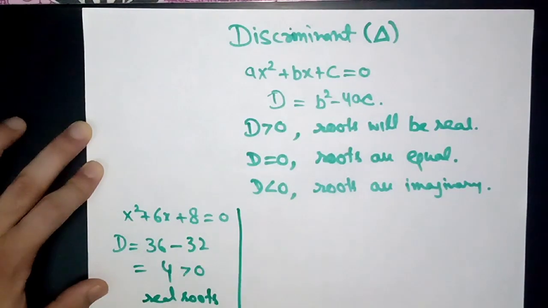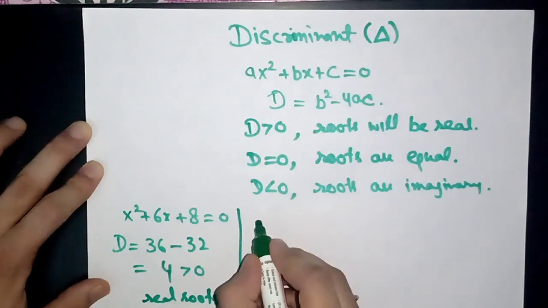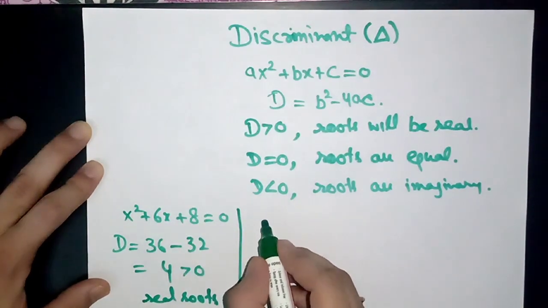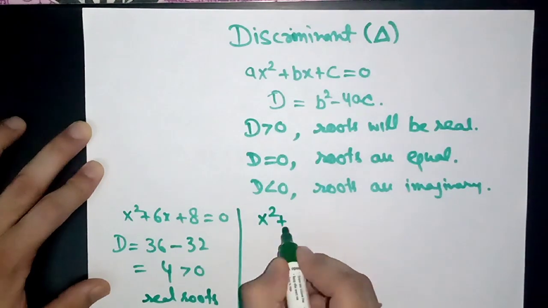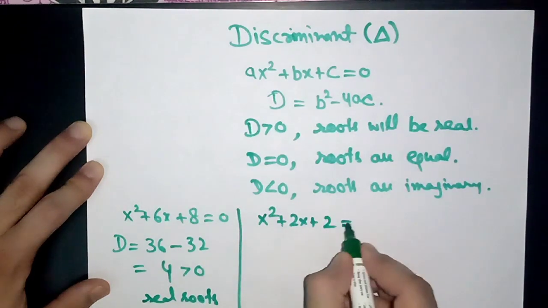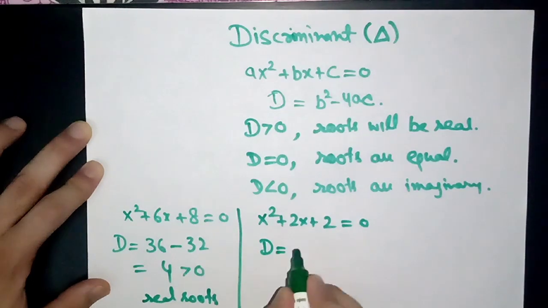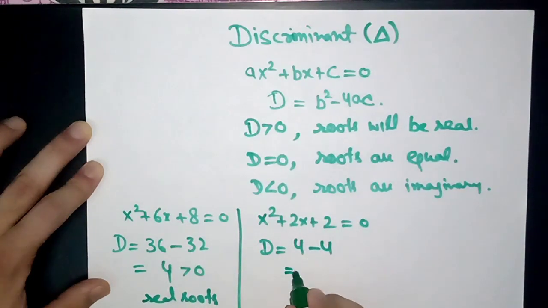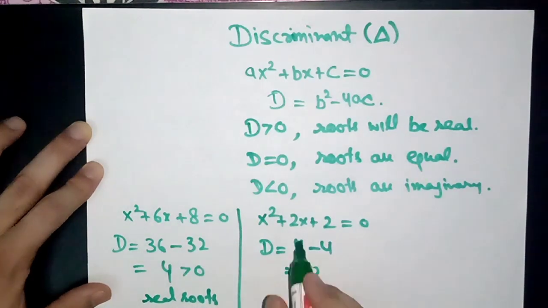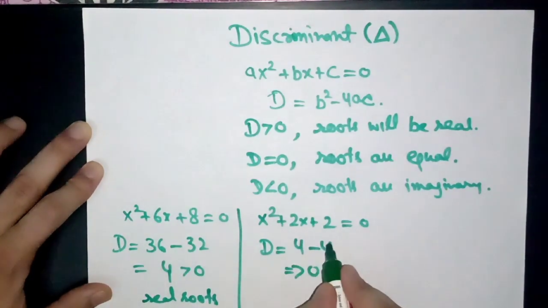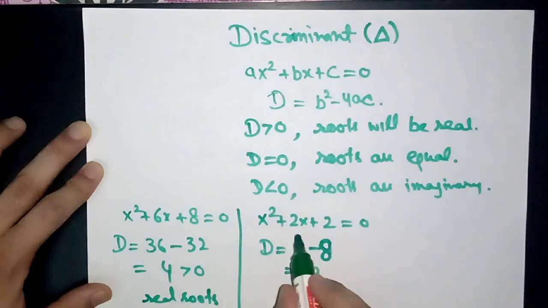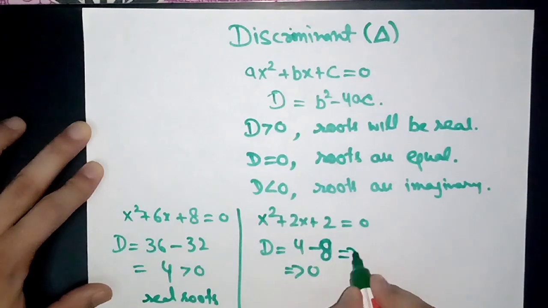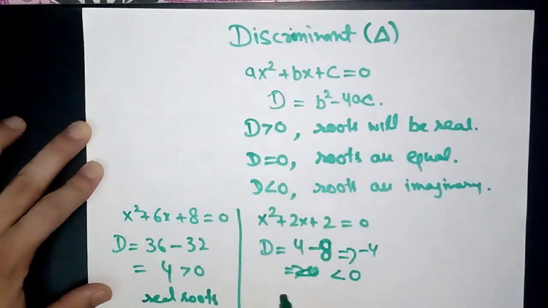We have another example. Let's suppose we have an equation x² + 2x + 2 = 0. The discriminant of this is b² - 4ac. So 2² is 4, 4 into 2 is 8, 4 minus 8 is minus 4. So it is less than 0, so the roots are imaginary roots.